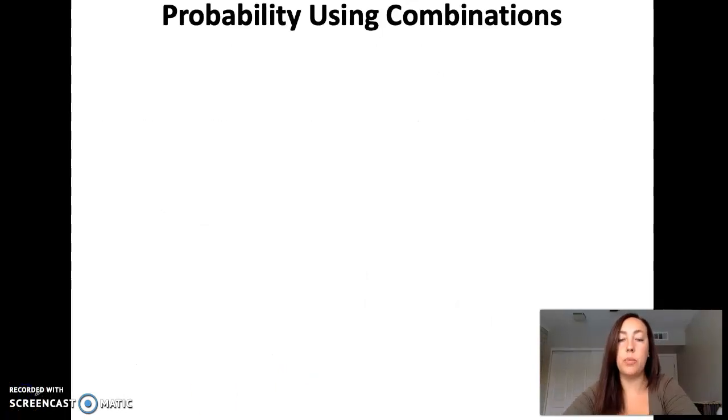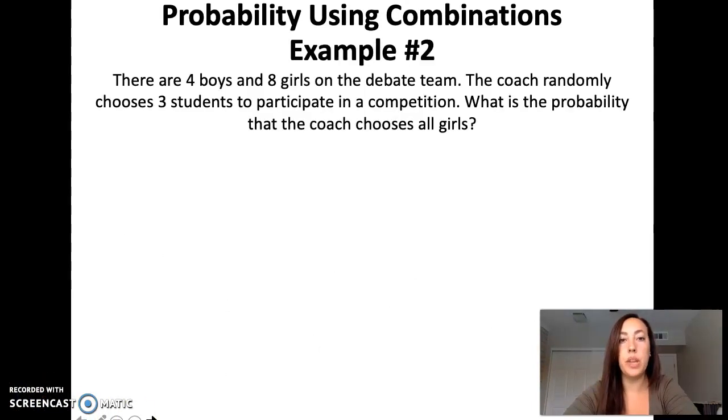Let's do an example where we're using combinations to calculate probabilities. There are 4 boys and 8 girls on a debate team. The coach randomly chooses 3 students to participate in a competition. What's the probability that the coach chooses all girls?